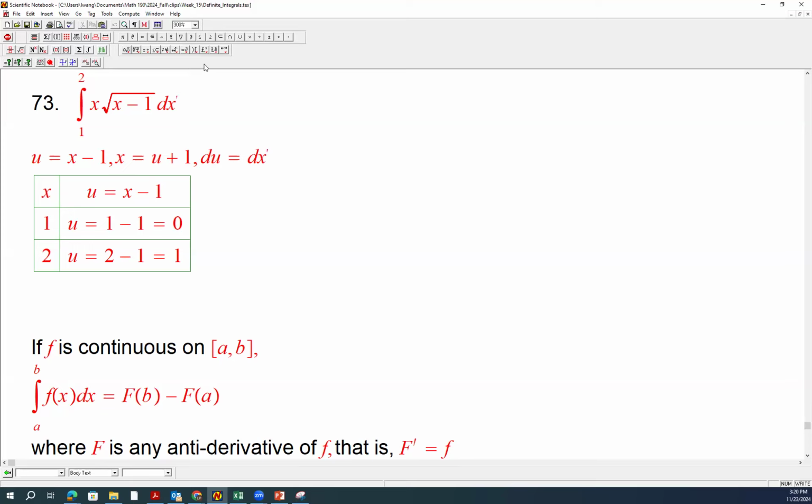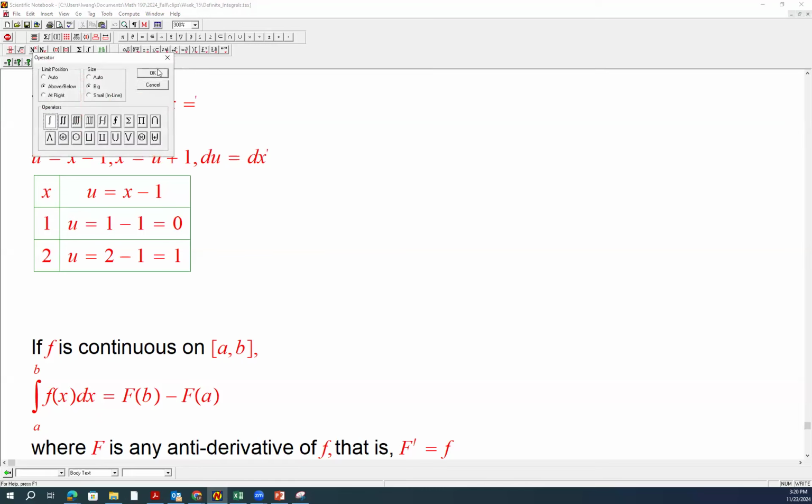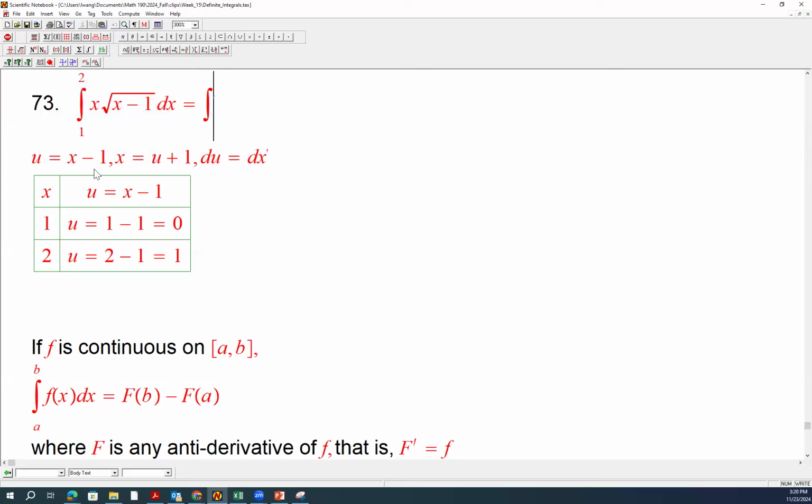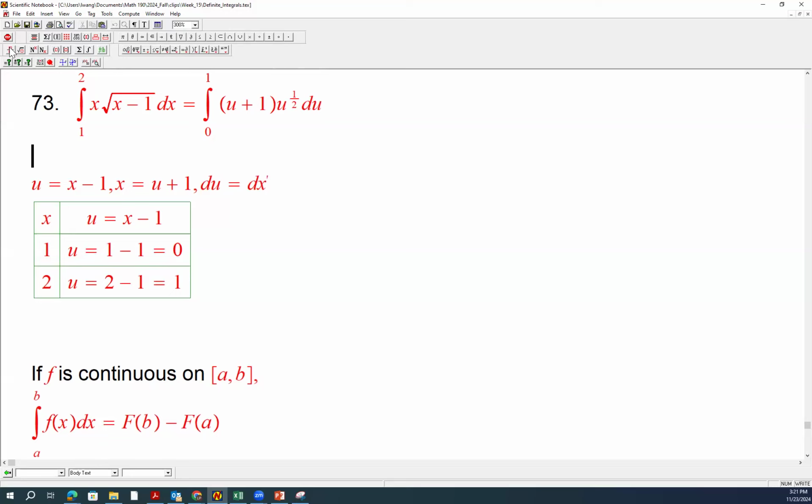We're going to do our three changes: the interval changes from 1 to 2, now we change it to 0 to 1. x will be replaced by u plus 1 and the root of u, and dx is the same as du. So we may write this as u raised to the power of half, because looking ahead, we're going to use the power rule.